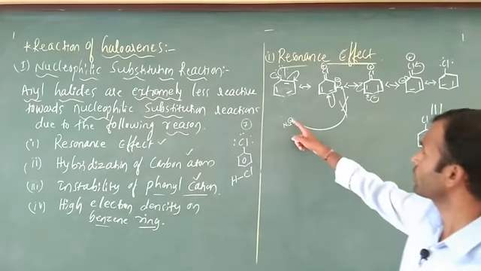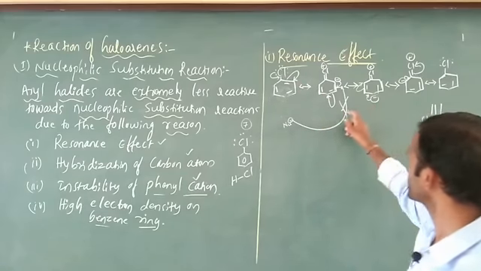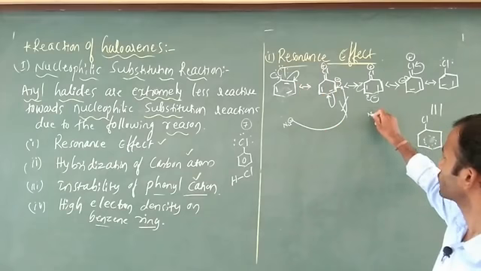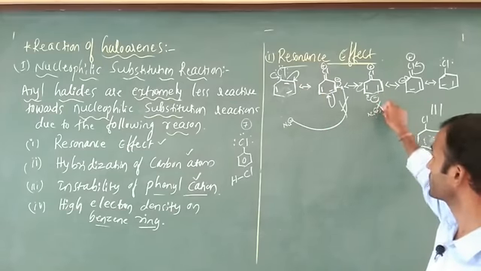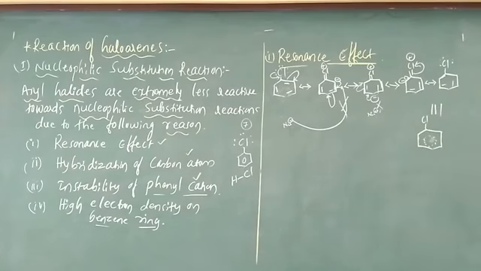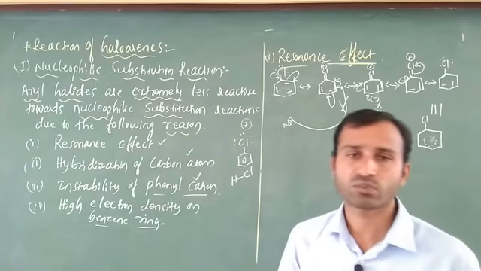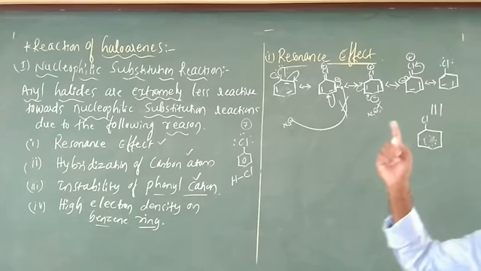If you want, you have to take the negative charge here, in this case at the ortho position. Next, you can take a nucleophile. The nucleophile is electron rich, and this is also electron rich. Automatically there is repulsion. That's why nucleophilic substitution is not possible in aryl halides. Okay, this is the point. Next, the resonance effect is completed.